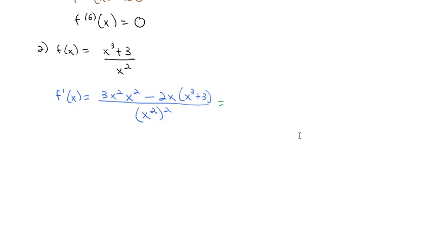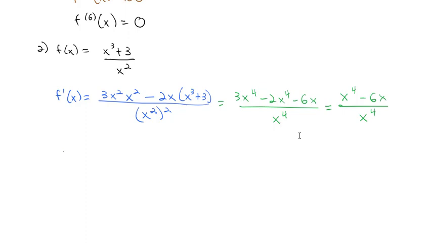Let's do a little cleanup on this. We have 3x to the fourth by adding the exponents, minus 2x to the fourth, minus 6x, all over the denominator of x to the fourth by multiplying the exponents. And so if we combine the like terms, we end up with 1x to the fourth minus 6x over x to the fourth.